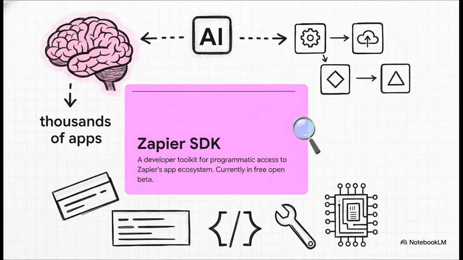Think of it as a toolkit specifically for developers and AI agents, and it's in a free open beta right now. This is really the third major piece of Zapier's whole AI strategy, and it's all about giving your code direct, programmatic access to that entire universe of apps.